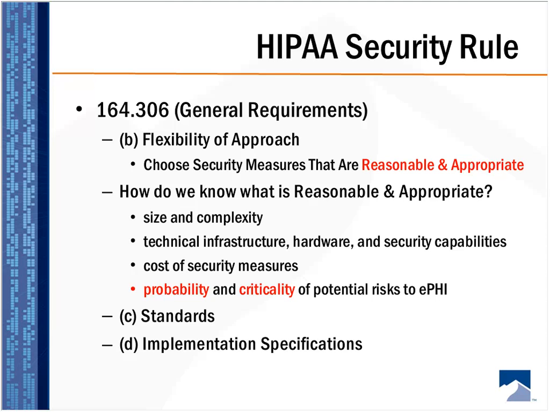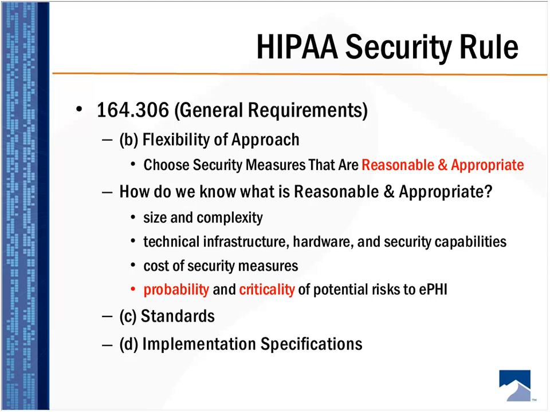How do we know what's reasonable and appropriate for our covered entity? Our size and complexity, as I mentioned, what kind of technical infrastructure, hardware, and software we maintain, what our security capabilities are at present and what they should be as determined by our risk assessment, the cost we face, and the probability and criticality of the risks. Again, the results of our risk assessment help us understand what is reasonable and appropriate for us.